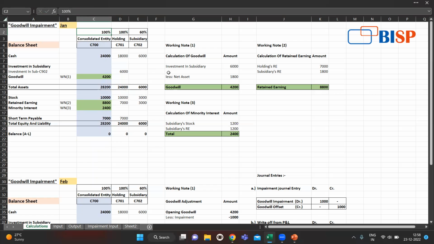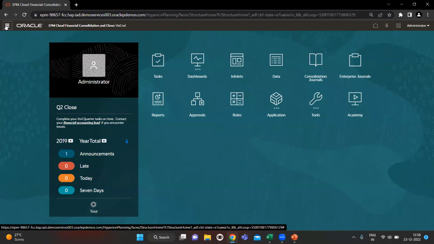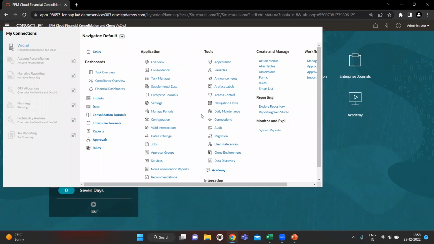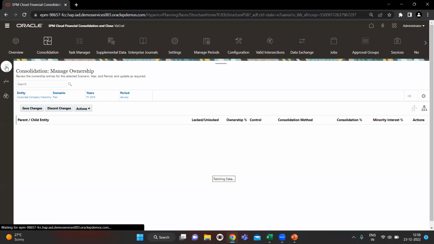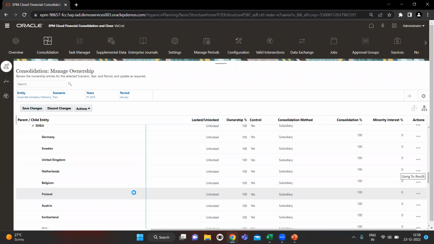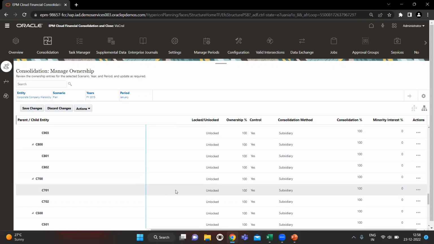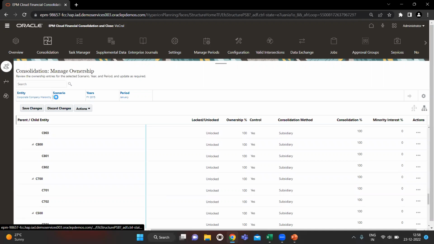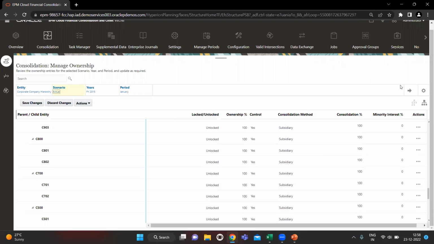Before we move on to Excel, first I will show you the ownership, and show you the current January figures. I'll go to Consolidation in the Navigator, and here you can see at the first tab we have Manage Ownership. Let's find our entity. As you can see, we have 701. First I will change the scenario. I will work in Actual. So I will select that.